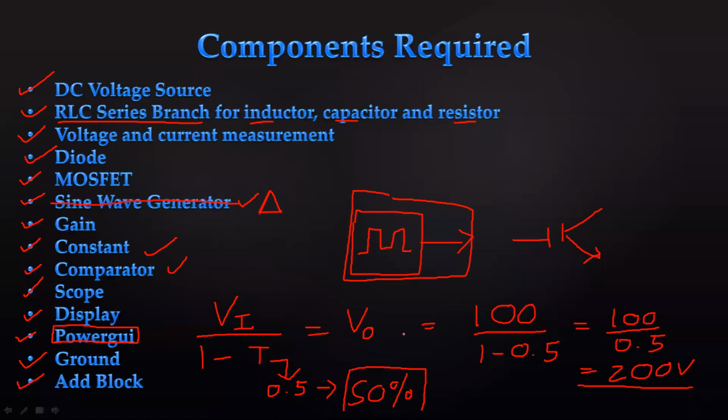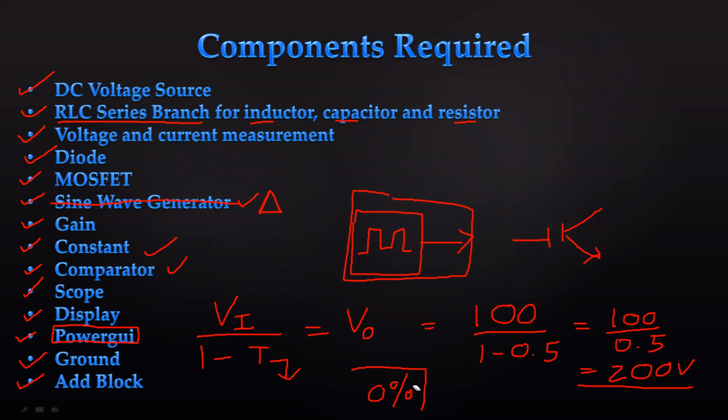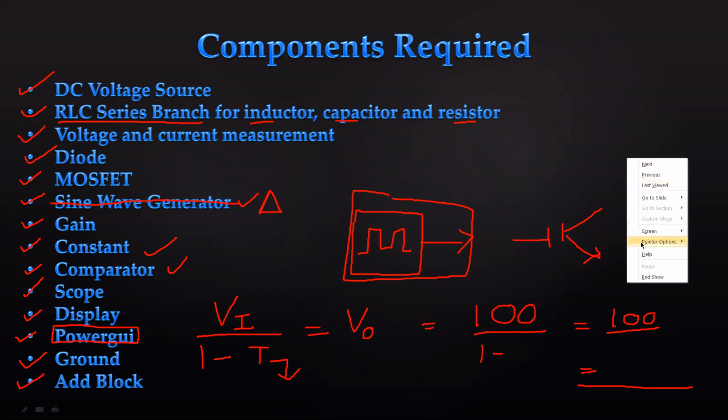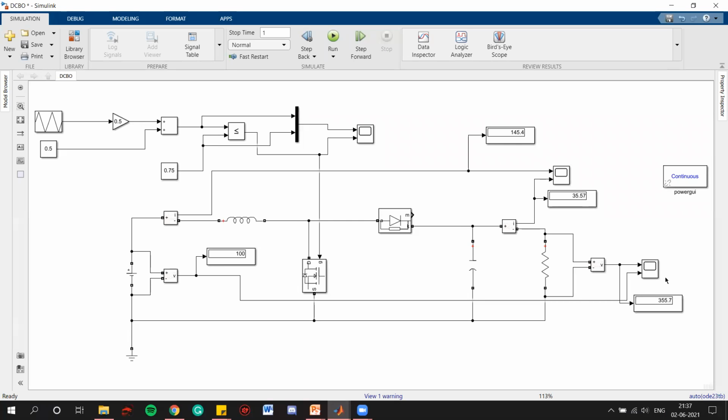So if we move on to our calculation and put this value as 0.75, that is a 75% duty cycle, it will be 100 upon 0.25, right? So 100 upon 0.25 should give us around 400 volts. But here we can see it is giving 355.7 volts.